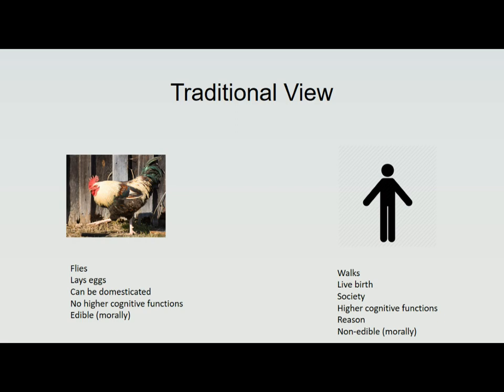Humans are the kind of things that give birth to live young, live in societies, possess higher cognitive functions, have access to reason, and are not edible. That is, we cannot eat humans, morally speaking, because they are elevated as a species through those cognitive functions, etc. And again, I'm not including cannibal tribes in that statement. So we can see the difference between humans and chickens in terms of qualities.